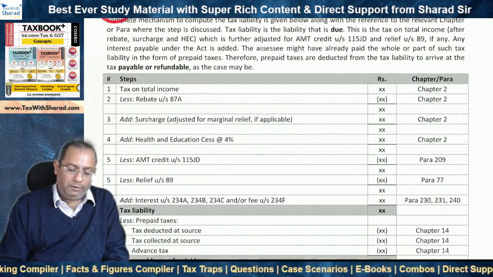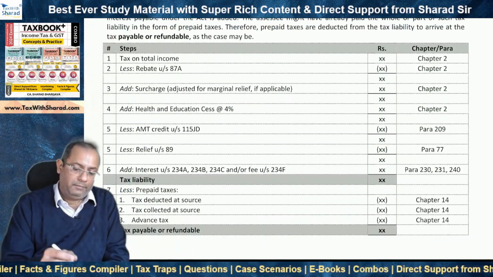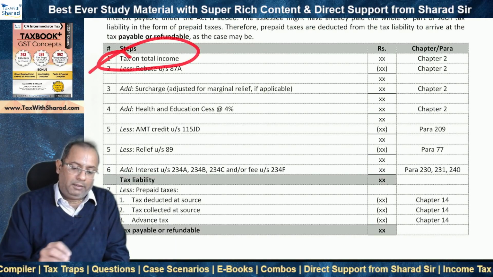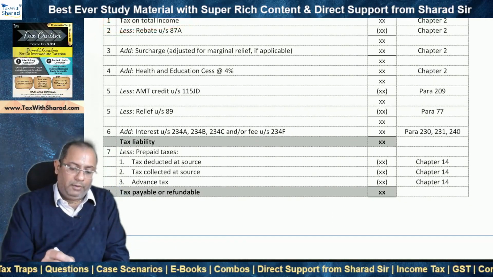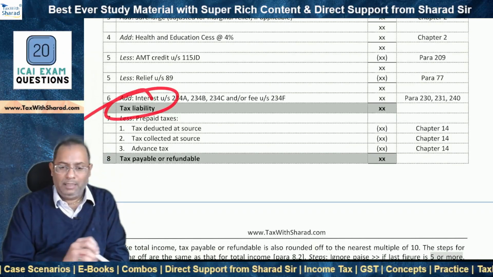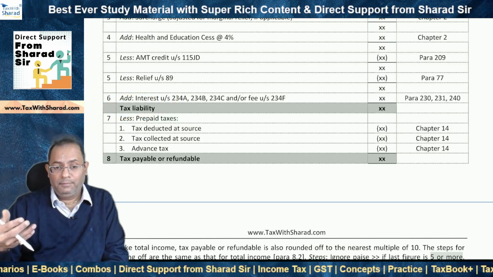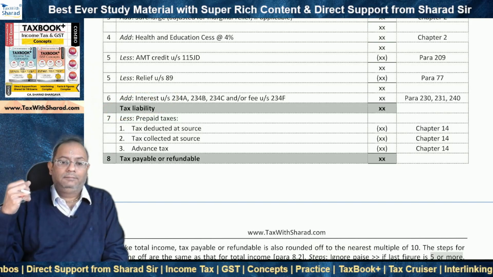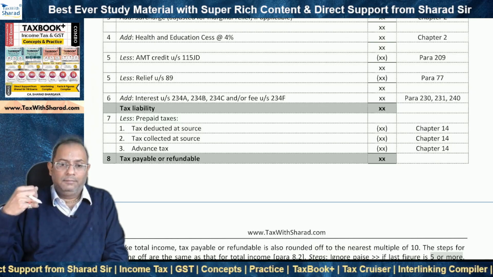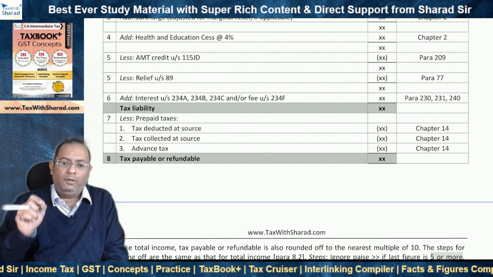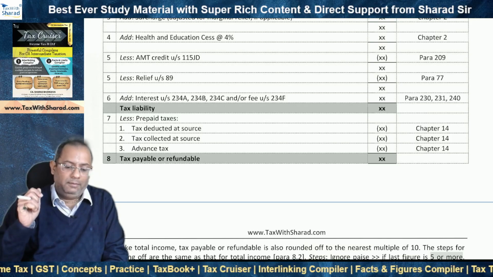Para 208, computation of tax liability. If you see the chart, you arrive at the tax on total income and you add surcharge, HEC, etc., add interest, and what you get is the tax liability. Tax liability means the liability. What is the amount that the assessee is required to pay as tax? That is the liability. But is this amount the actual amount which the assessee now needs to pay? No. It may or may not be.